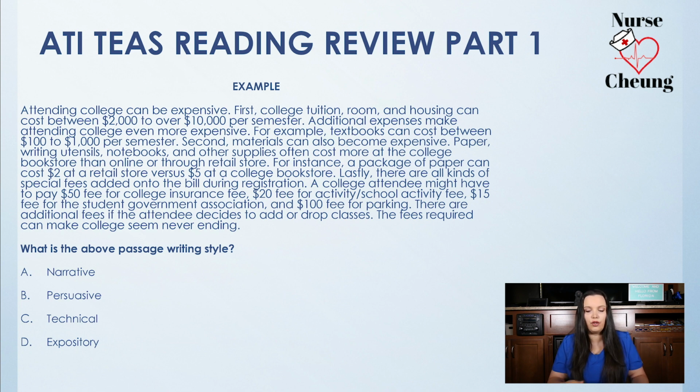Paper, writing utensils, notebooks, and other supplies often cost more at the college bookstore than if you went to a retail store. For instance, a package of paper can cost $2 at a retail store versus $5 at a college bookstore. Lastly, there are all kinds of special fees added onto the bill during registration. A college attendee might have to pay a $50 fee just for college insurance, $20 for school activity fees, $15 for the Student Government Association, and $100 just to park there. There are additional fees if the attendee decides to add or drop classes. The fees can make college seem never ending.